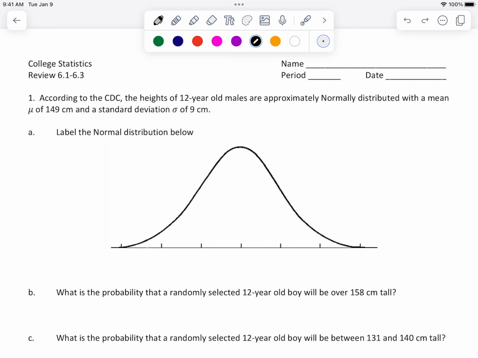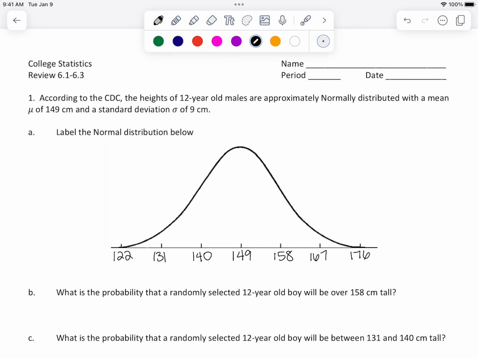So the mean goes in the center, 149, and then we count up by our standard deviation from there. So we're counting up by 9. So we have 158, then 167, and then 176. Labeling back, we also subtract the standard deviation. So from 149, I subtract 9, I'm at 140, then 131, and then 122.